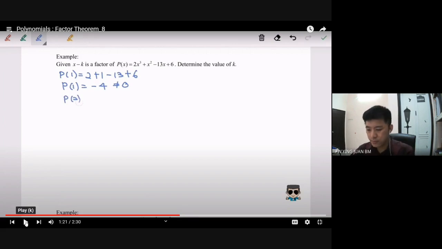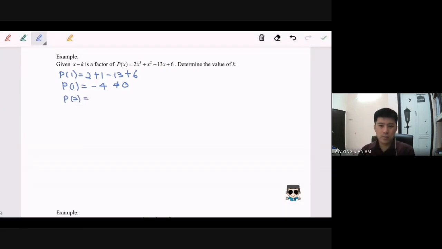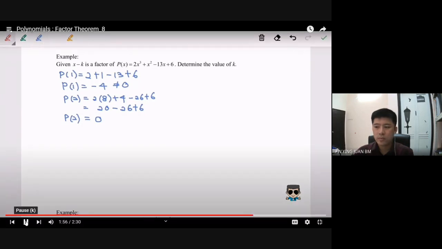Teruskan. Equals to 2. Okay, so when we substitute the value equals to 2, so we will have 2 multiplied with 8 plus 4 multiply and minus with 26 plus 6. So we will have 20 minus 26 plus 6. So finally we will have equals to 0. Meaning that when we substitute the value 2 into the function and our remainder is equals to 0, so from here we can say that x minus 2 is a factor of px.